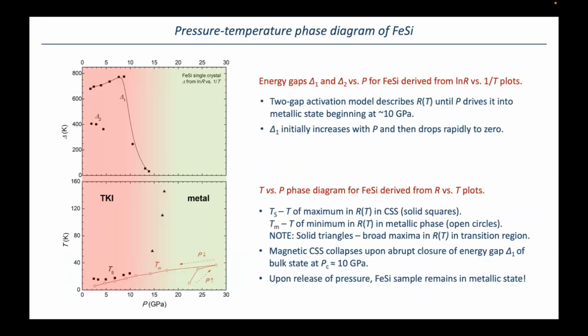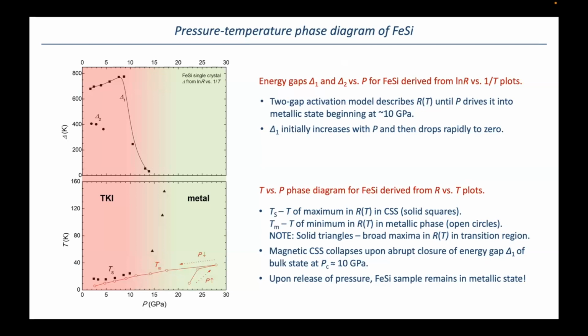Okay, and so this just shows the energy gaps, delta 1 and delta 2, versus pressure. So you see delta 1 drops very rapidly at around 10 GPa. And so you have presumably a topological Kondo insulator here, or possibly in this region, and then a metal here. And I won't bother to tell you what those other points mean.